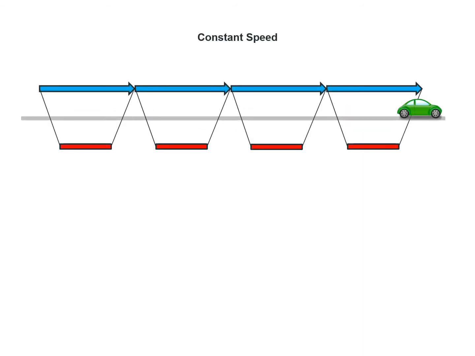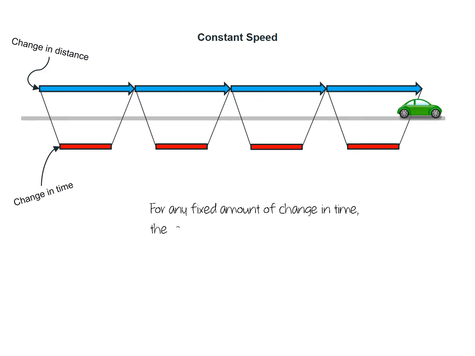In this video, we'll be looking at the concept of constant rate of change in general. In one of the previous videos, you looked at constant speed. For speed, the two attributes of the car's motion we focused on were change in time and change in distance. Constant speed meant that for any fixed amount of change in time, the corresponding change in distance is constant.